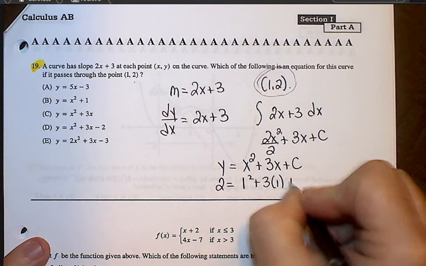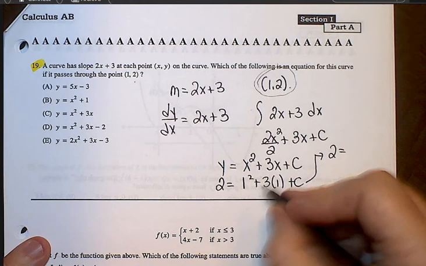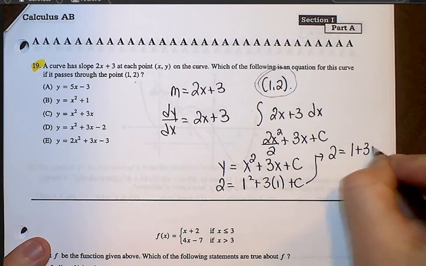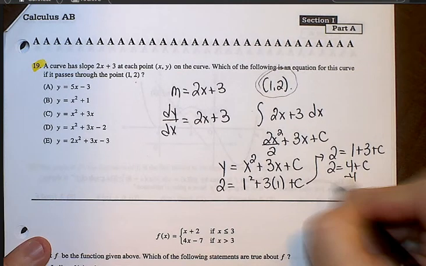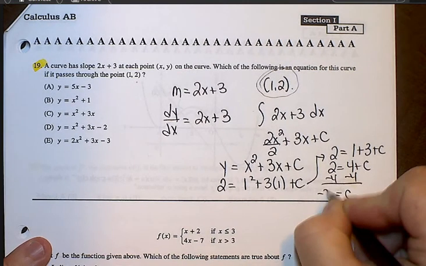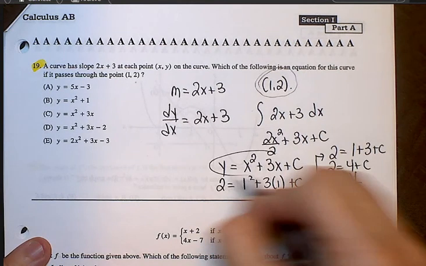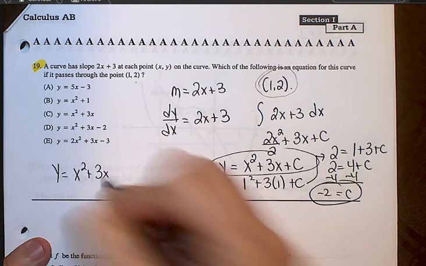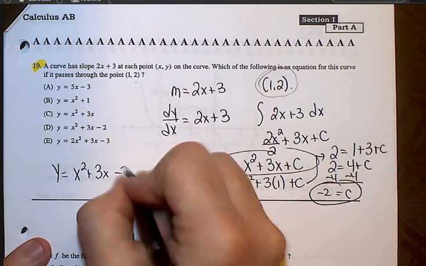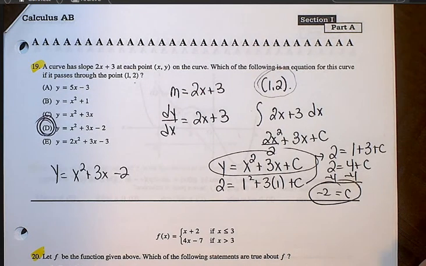So we can solve for c. I'm going to get 2 equals 1 plus 3 plus c. 2 is equal to 4 plus c. Let's subtract 4. We get c is equal to -2. If c is equal to -2, let's go back to my equation. So y is going to equal x squared plus 3x, and then minus 2. And I see that here as choice D. Number 20.